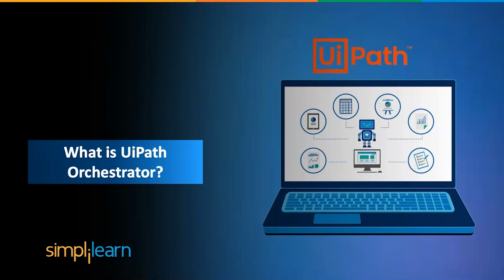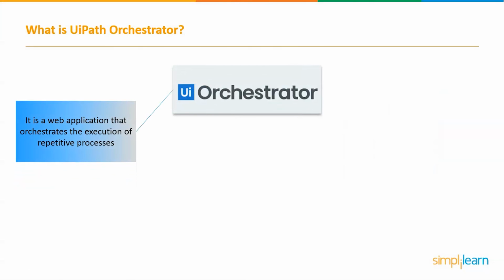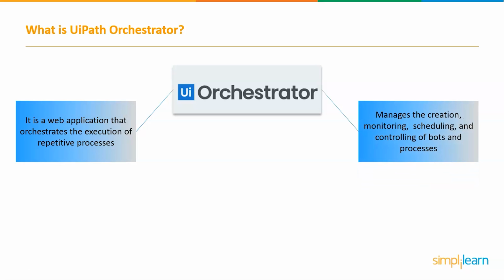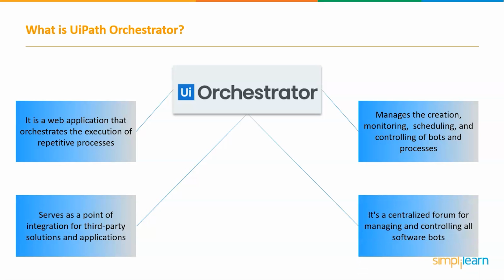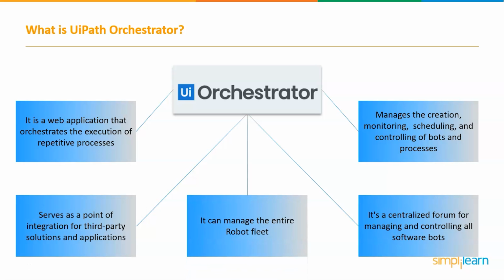What is UiPath Orchestrator? UiPath Orchestrator is a web application that allows you to orchestrate the execution of repetitive business process by UiPath robots. Orchestrator manages the creation, monitoring, scheduling, and controlling of automated bots and process. It serves as a point of integration for third-party solutions and applications. It's a centralized forum for managing and controlling all software bots. It can manage the entire robot fleet.